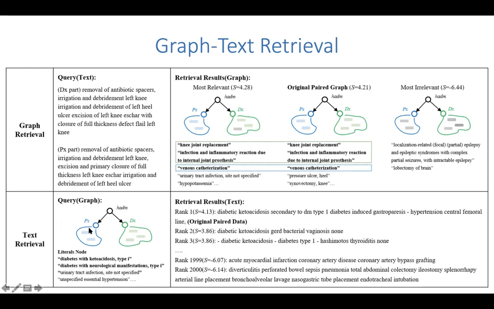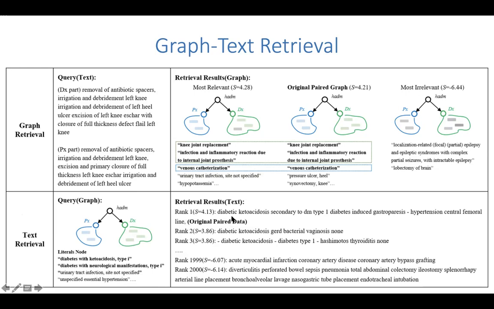And this is the reverse. So given an admission graph as a query, you want to find the most relevant discharge summary. And this is rank 1, rank 2, rank 3, all the way to rank 2000. And rank 1 is the original pair. So fortunately, this time the model got it right.